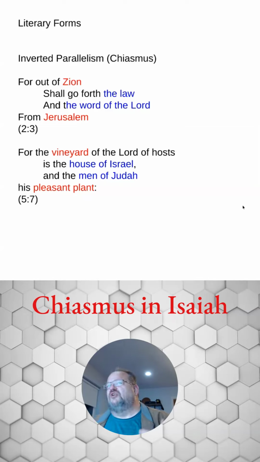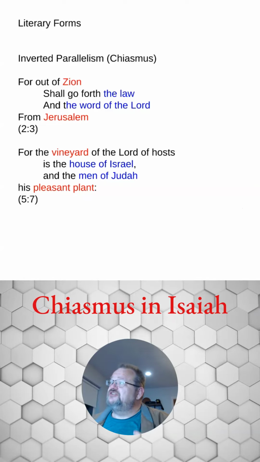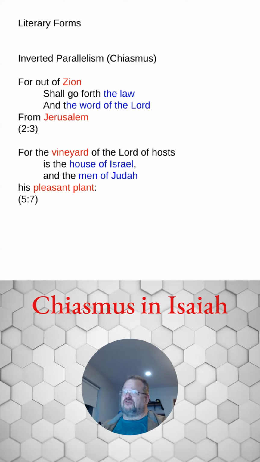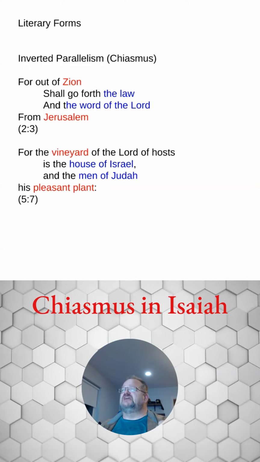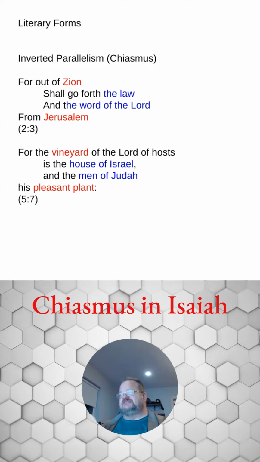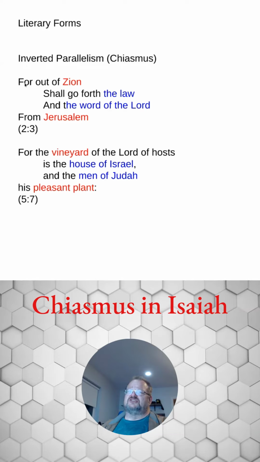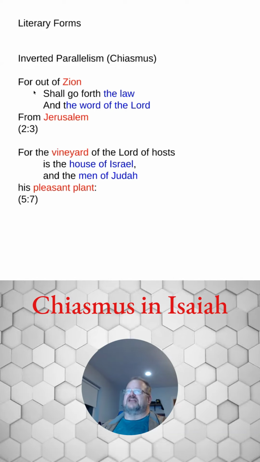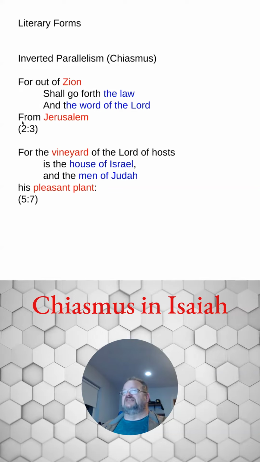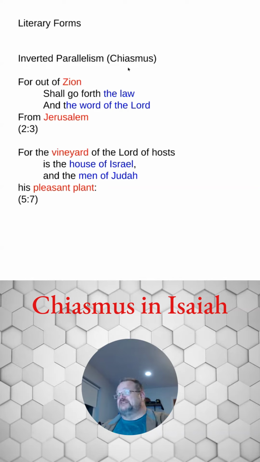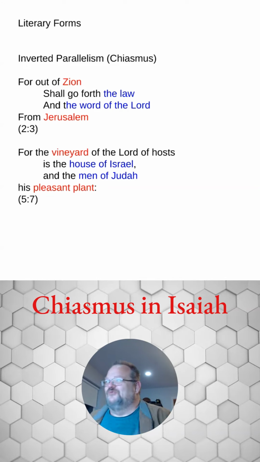Now we get into what's called inverted parallelism. It's similar to the previous alternating parallelism, except that it reverses the order upon the repetition. Because of this, you can diagram it by a series of increasing indents, which make it look, especially on the larger ones, like half the letter X or the Greek letter chi.